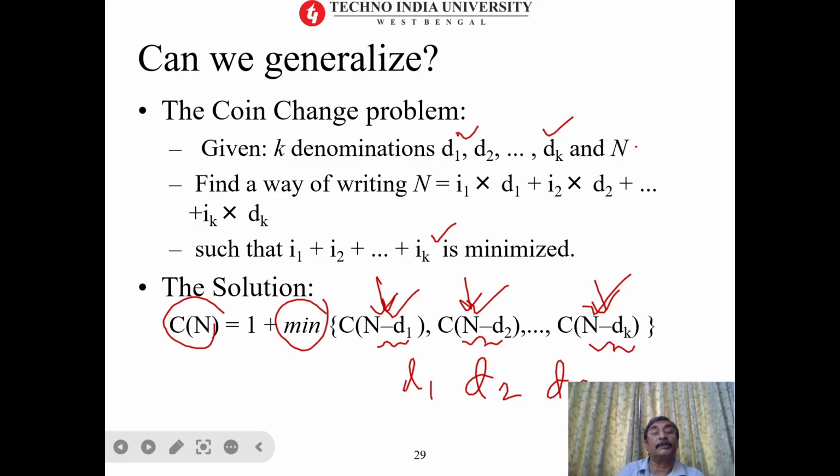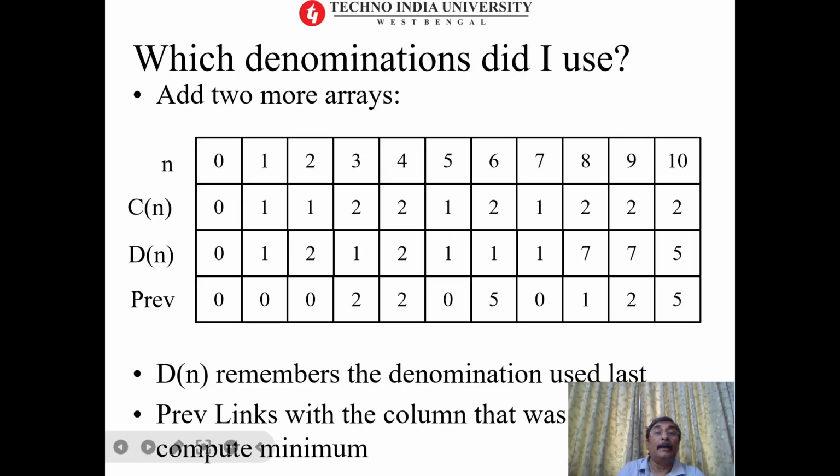Only the ground conditions are missing, which is C of d1 is 1, C of d2 is 1, C of d3 is 1, C of dk is 1. That is the initialization, and then this optimal substructure.